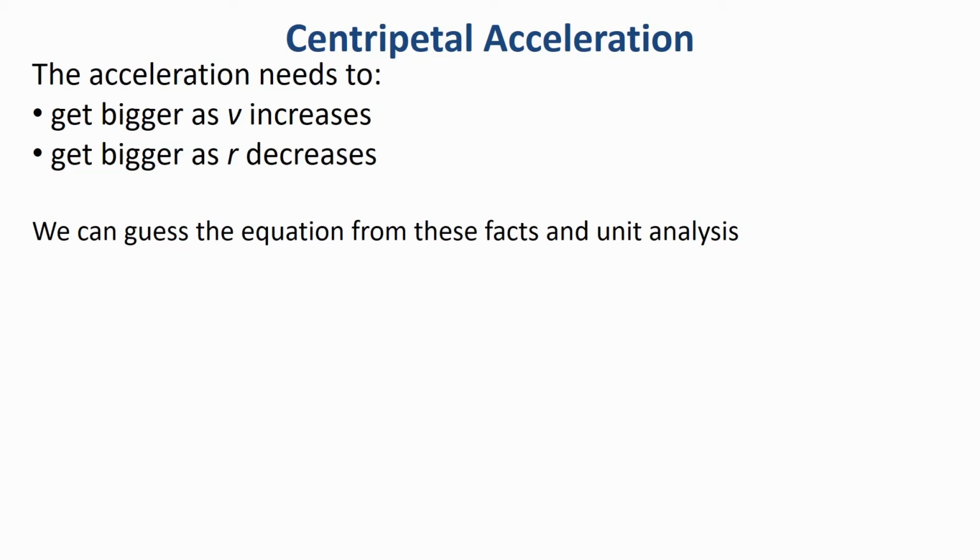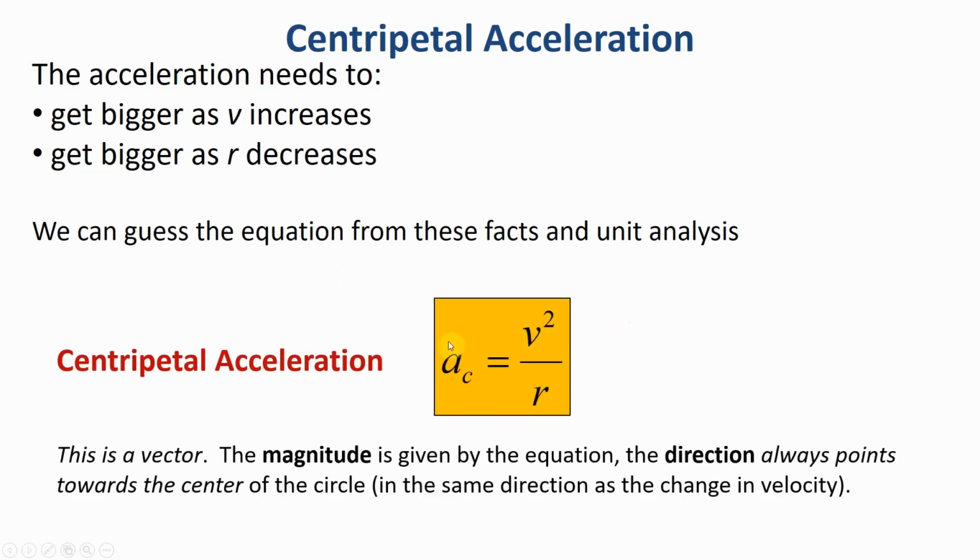I know that acceleration's got to have units of meters per second squared. So I'm going to have some term where I've got a v in the numerator and an r in the denominator, and I need to change the exponents so I get the right units of meters per second squared to come out. And so I can think about this for a little bit and guess my equation for centripetal acceleration, v squared over r, has all the right features to it. Again, you don't need to memorize it, just units and a little common sense will get you there.